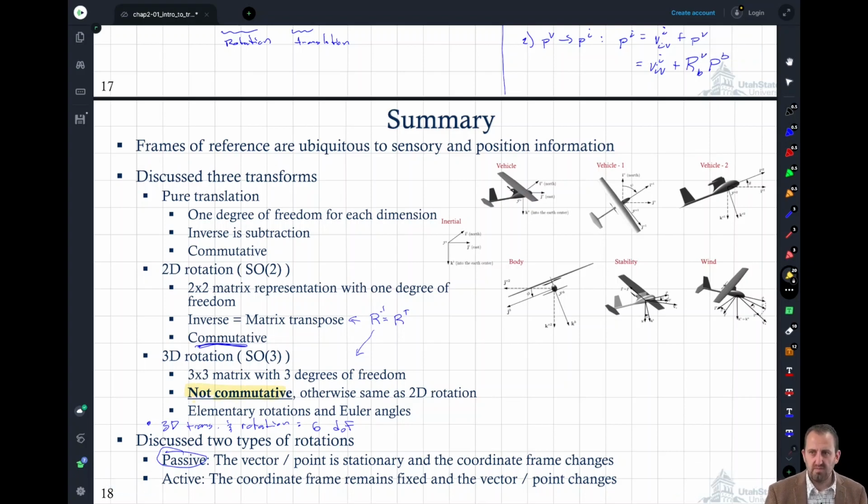Okay, and we also talked about the elementary rotations that we can use.